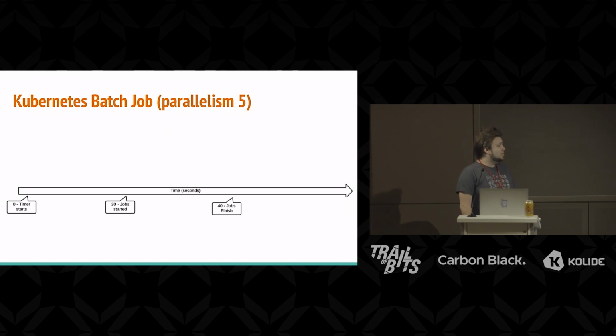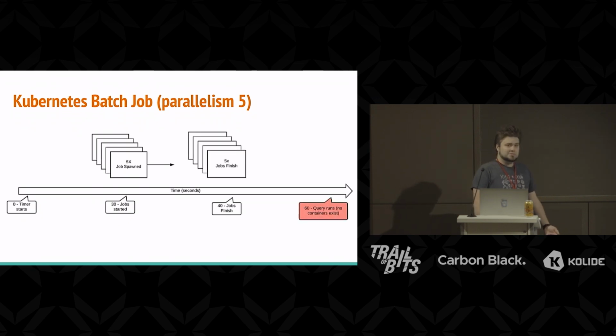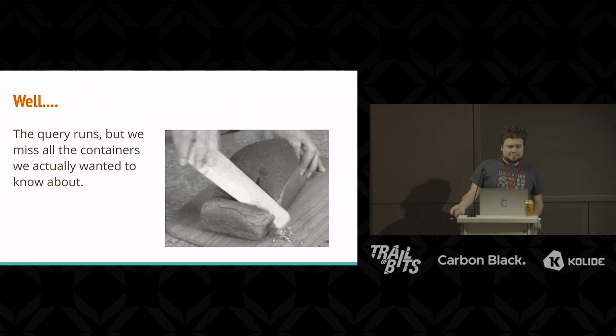So same example. We're going to start our query timer here. 10 seconds or 30 seconds or whatever later, our jobs spawn. We have 5 jobs now running. They're going to run for 10 seconds. So cool, our jobs finish. Now our query runs. Well, we just queried. We got a bunch of data back. And by that bunch of data, I mean nothing. When you select Docker containers, and this is not an event table, you're going to get what's currently running, meaning you're not going to get anything that happened in between the last time you ran. So that's kind of what we end up doing.